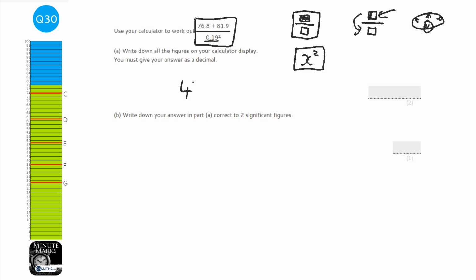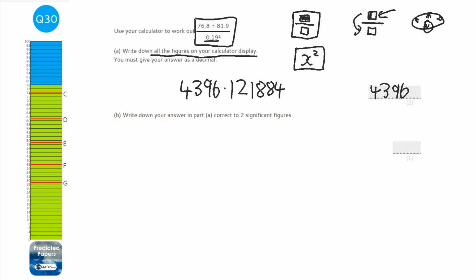and my one comes up with 4396.121884. Now, it might be tempting to try and round that, but it says it wants all the figures, so just put them all in. Now, if your calculator is set to a mode which is going to show even more numbers, then normally 6 digits after the decimal point is more than enough. They won't require you to go to 100 or 200 decimal places. On this question, that's actually an exact amount.